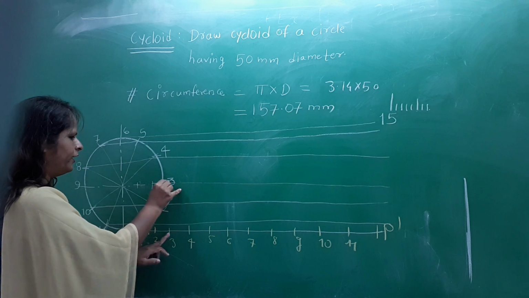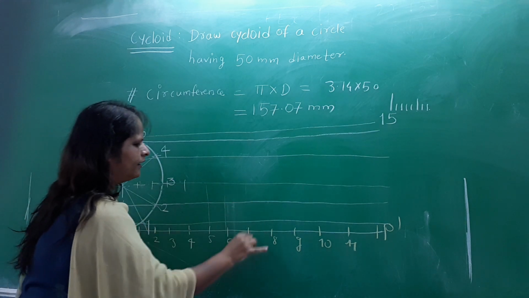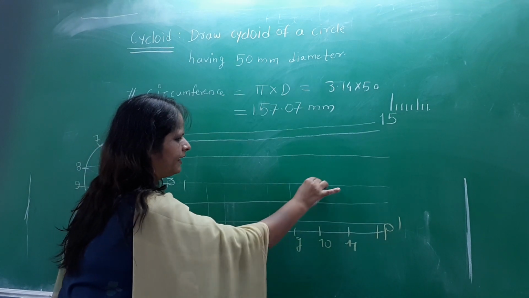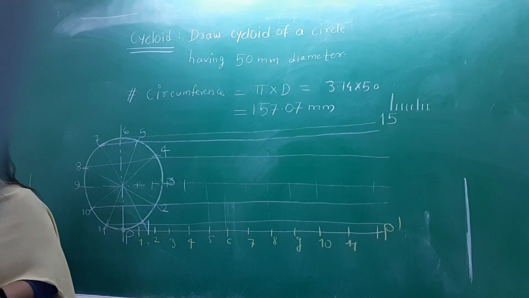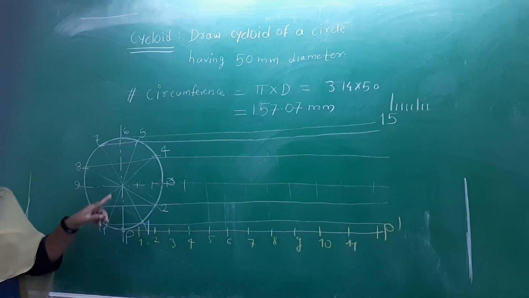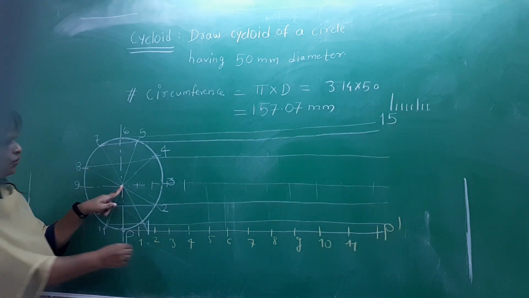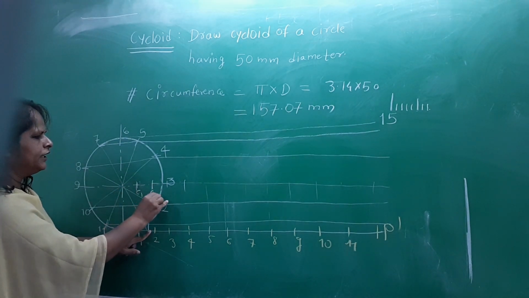Are you getting my point? Instead of using rounder, using drafter, we can directly cut the points here. Is it clear to everyone? The same distance we have transferred here. Now this is the center of circle. So this division is C1. This division will be C2.